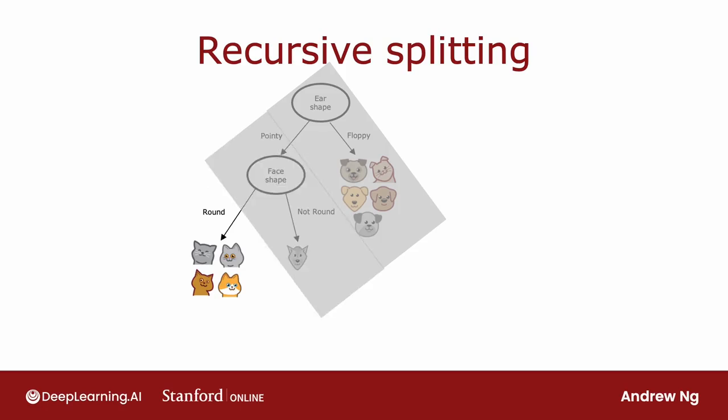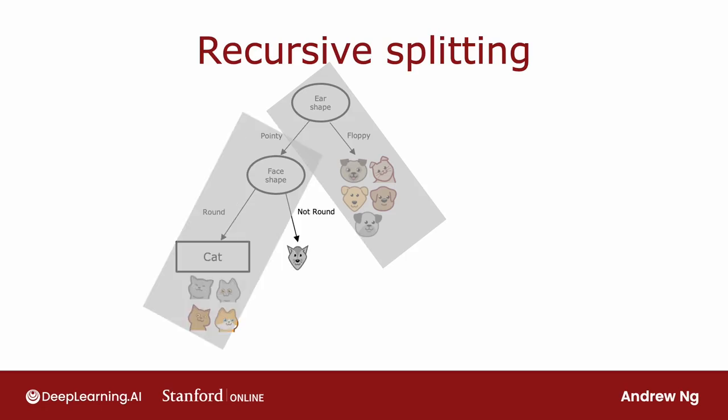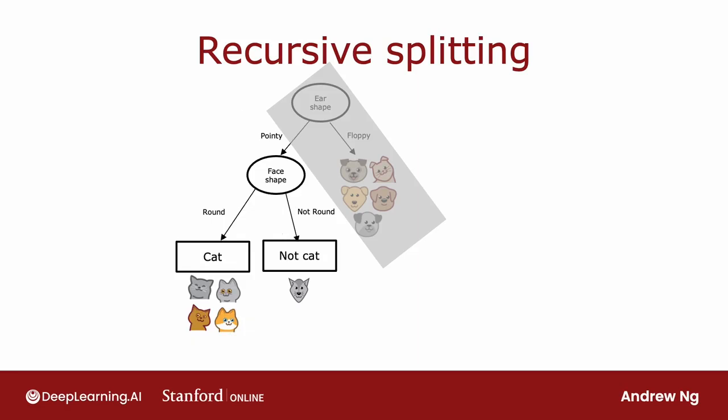So for the left sub-branch, we'll check for the criteria for whether or not we should stop splitting. And we have all cats here. And so the stopping criteria is met, and we create a leaf node that makes a prediction of cat. And for the right sub-branch, we find that it is all dogs. And so we will also stop splitting since we've met the splitting criteria and put a leaf node there that predicts not cat.